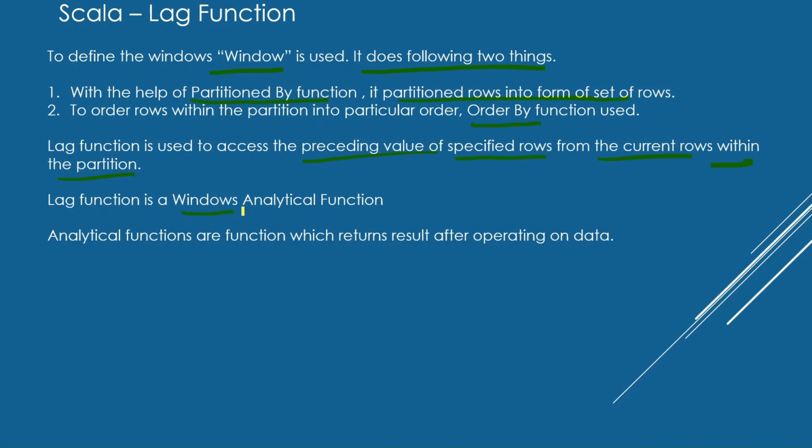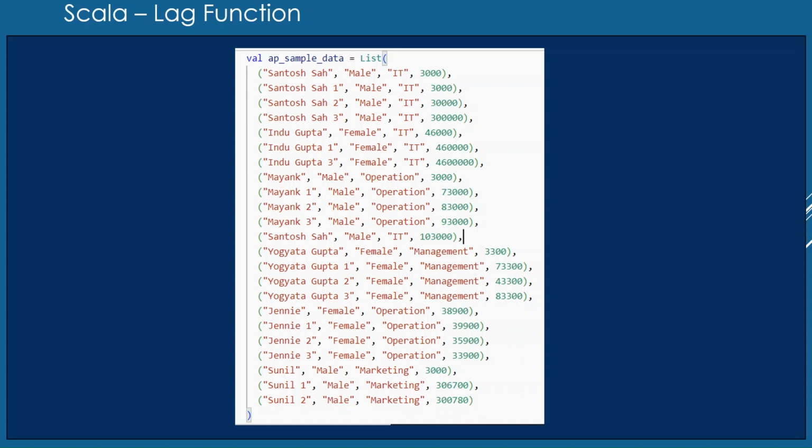The lag function is a window analytic function, and whenever we use a window analytic function, it returns a value after operating on the data. To perform the lag function exercise, I need some data, so I have created this data. I will use this data to create a data frame, and on top of that data frame we will do the lag function exercise.